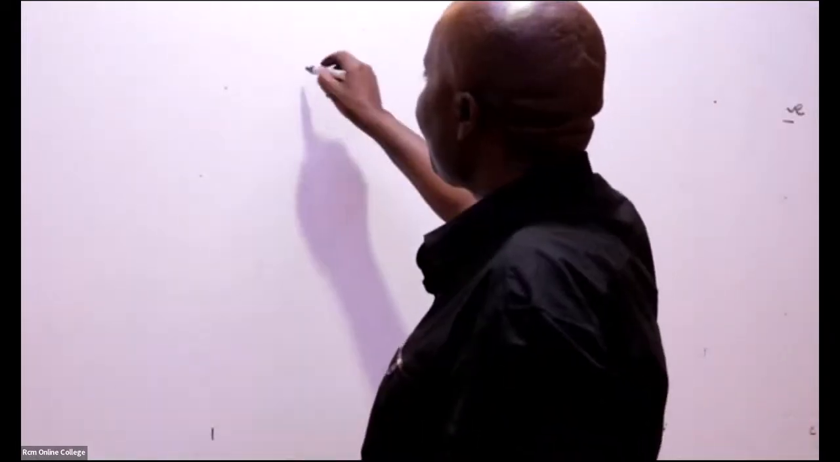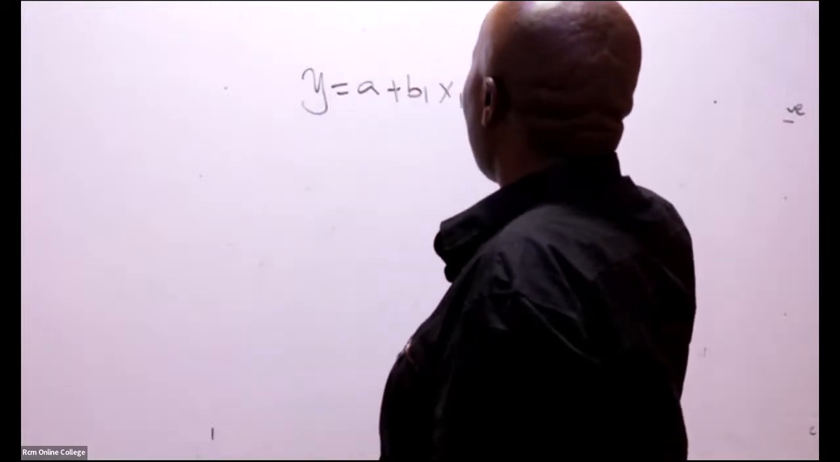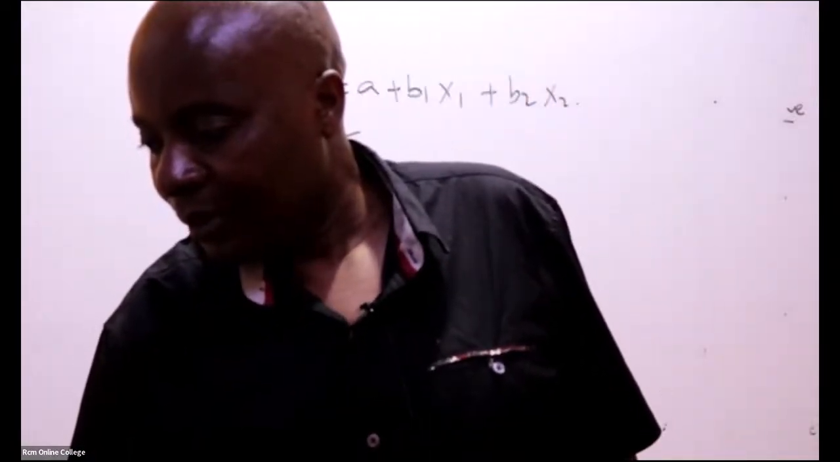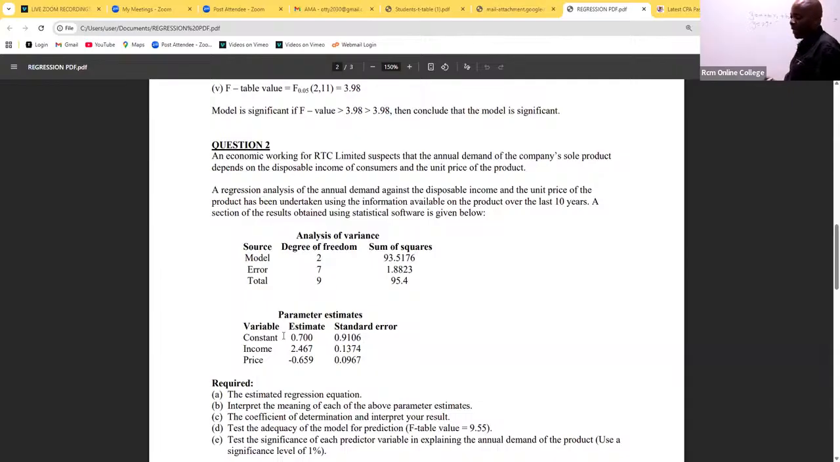So we have y equals a plus b1 x1 plus b2 x2. A has been given in the question. A is 0.7, plus b1, which is 2.467 x1, plus b2, which is negative, so minus 0.659 x2. If you wish, you can write income equals 0.7 plus 2.467 times the x1 variable, which is income, minus 0.659 x2, where x2 is price.